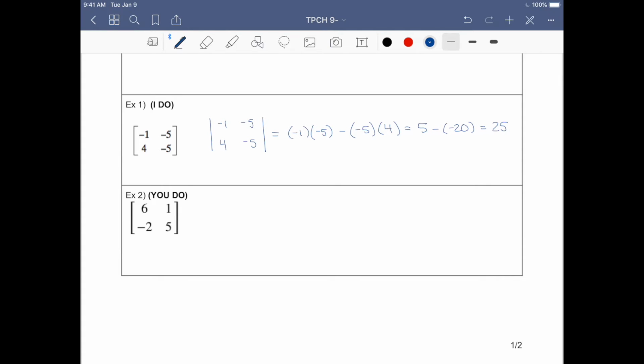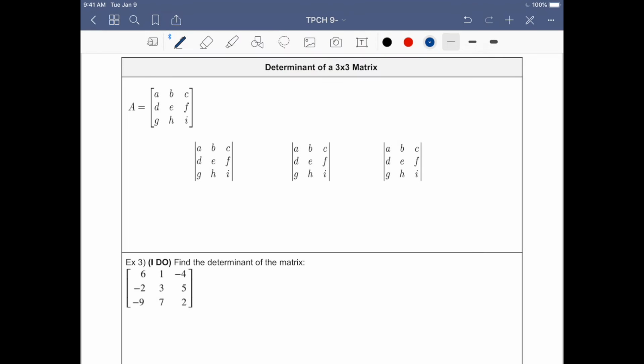Now you try example 2. To find the determinant of a 3x3 matrix, you have to take on a few extra steps. So, for convenience of teaching you how this works, I've rewritten the matrix 3 times here. The first thing I'm going to do is circle A, and cross off everything in the same row and column as A. So I'm going to write A here, and it's going to be A times the determinant of everything I did not cross off.